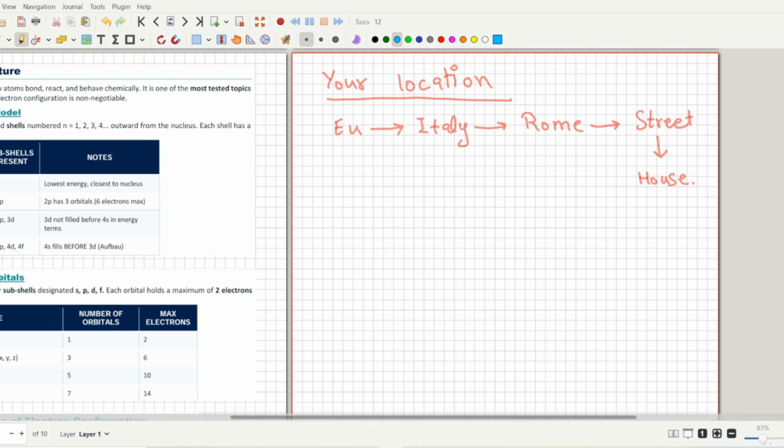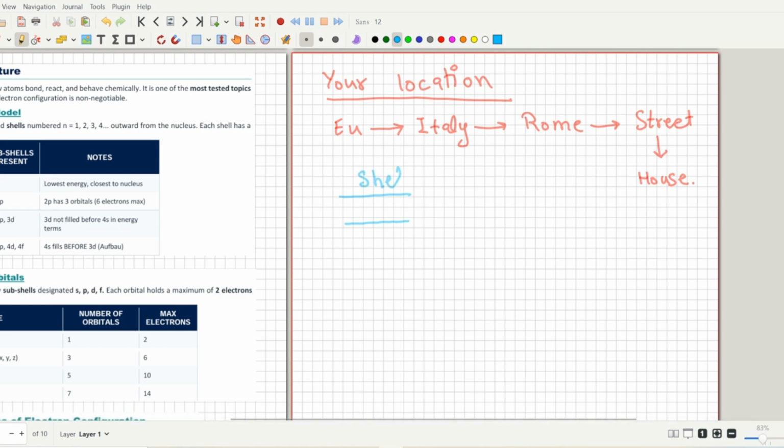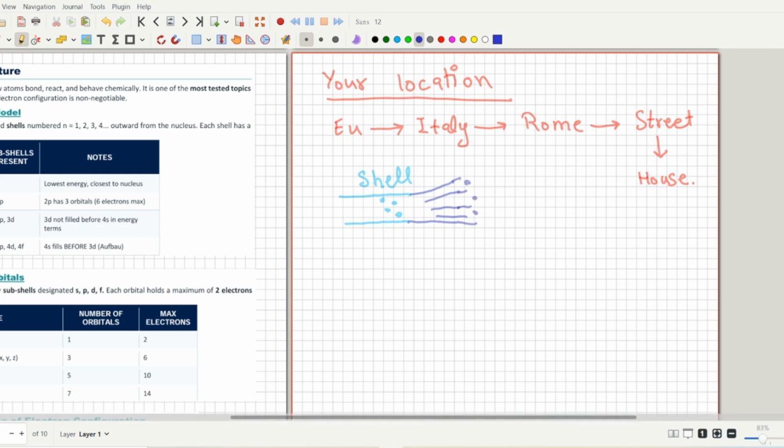For electrons, first you have to know that the electrons are revolving around the atom. But where are they revolving? The first thing you should know is the shell. Just like Europe and Italy and Rome, shell is really broad. The electron could be here or here or here. It could be anywhere, right? But if we break down shell into smaller parts like this, now you have a more specific location. The electron could be here or here or here, right? So this is called subshells.